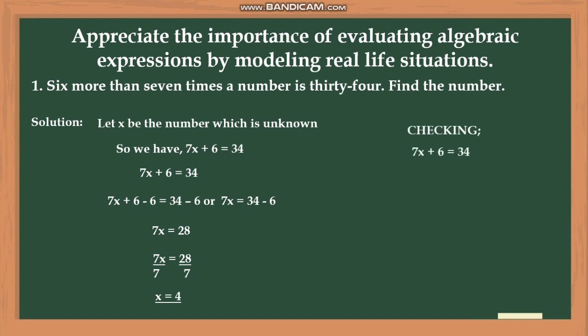7x plus 6 is equal to 34. Then substitute the given answer, which is 4. So 7 times 4 plus 6 is equal to 34. Simplify. 7 times 4 will be equal to 28, plus 6 will be equal to 34. Then simplify again. 28 plus 6 is equal to 34. 34 is equal to 34. So it is the right answer.